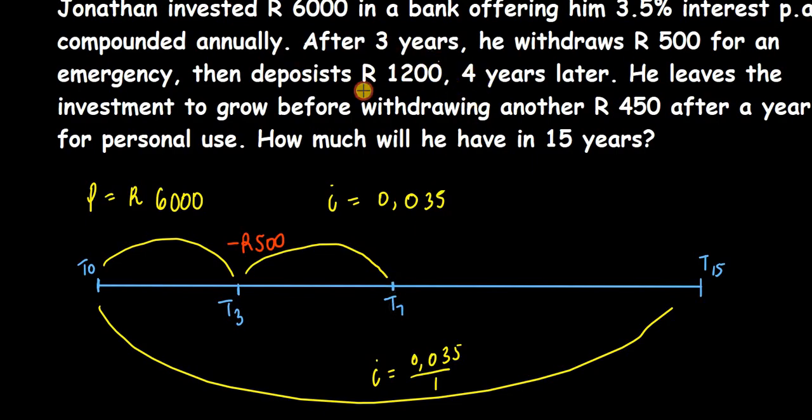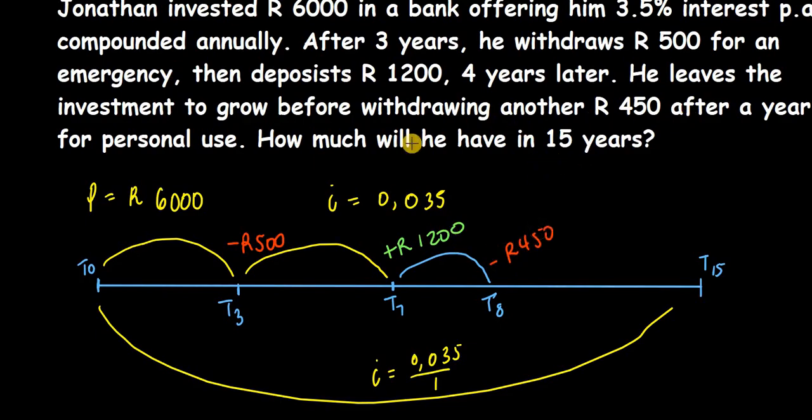What did he do there? He deposited 1,200. So it means here he added 1,200. Because this money is in an account, you are allowed to be withdrawing, to be depositing. Okay, so then what does he do? He leaves the money for it to grow. Okay, then he withdrew another 450 after a year. Wow, he didn't leave it for such a long time. He just left it for almost a year, and then what did he do? He withdrew another 450. So we show that here he withdrew another 450 rands.